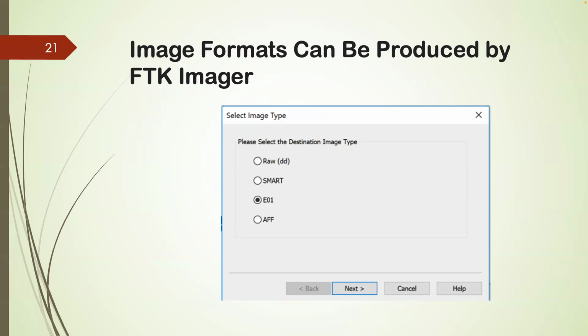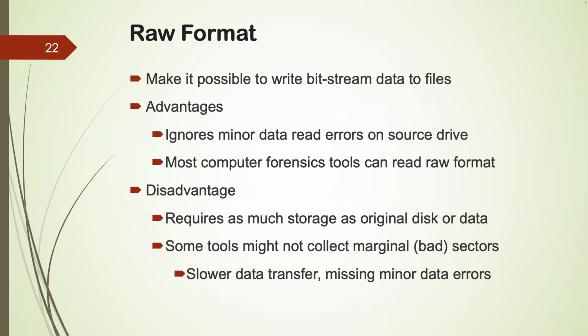So let's look into these different types or formats and see what the advantages and disadvantages are. The first format in which you can store a file is the raw format. The raw format is basically bit-to-bit copying. So whatever data you have on your suspect drive, you are copying it bit to bit, nothing more, nothing less.